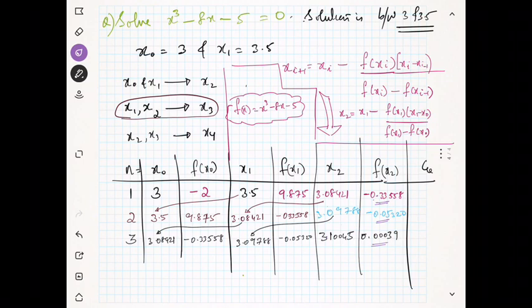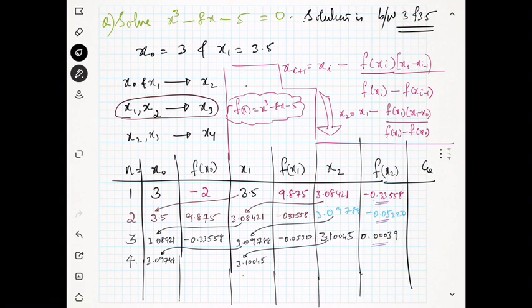Now this is for the fourth iteration. You can see, for the fourth iteration you will use 3.09978. Then you will use this new x2 as x1, 3.10045. Okay, now you know what is the f of 3.0.